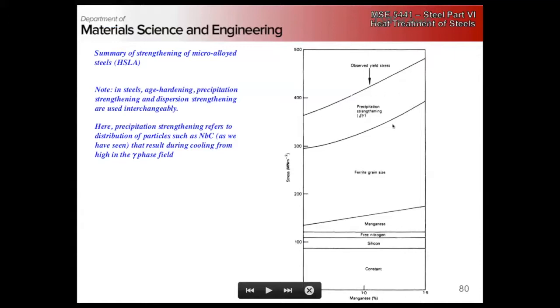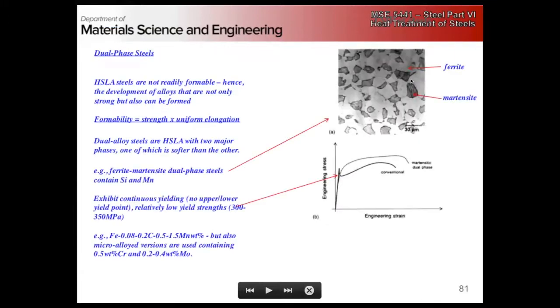All right, so we get a benefit from having a much finer grain size. The benefit of the controlled rolling with carbide formers to refine the grain size is twofold, because we also get a small grain size, but then we also have a boost from the precipitation strengthening after the transformation.